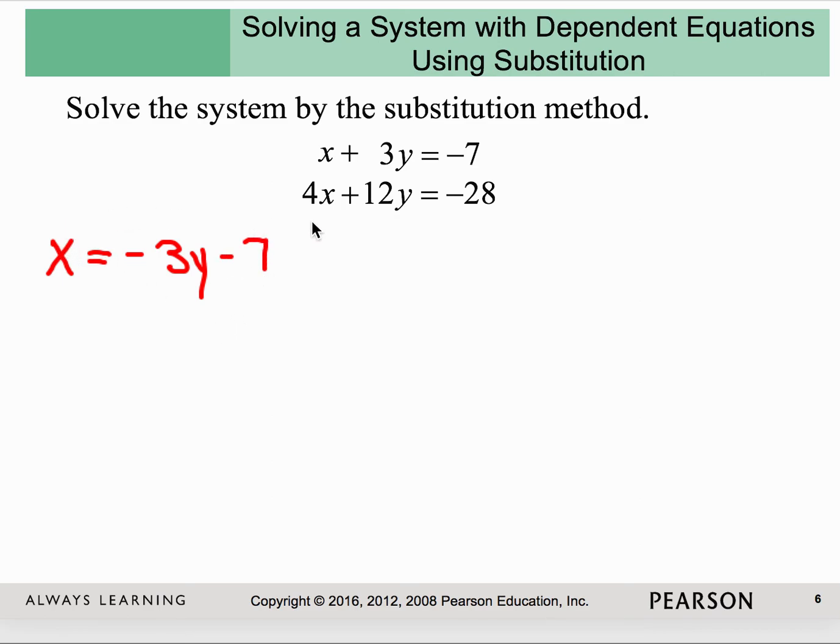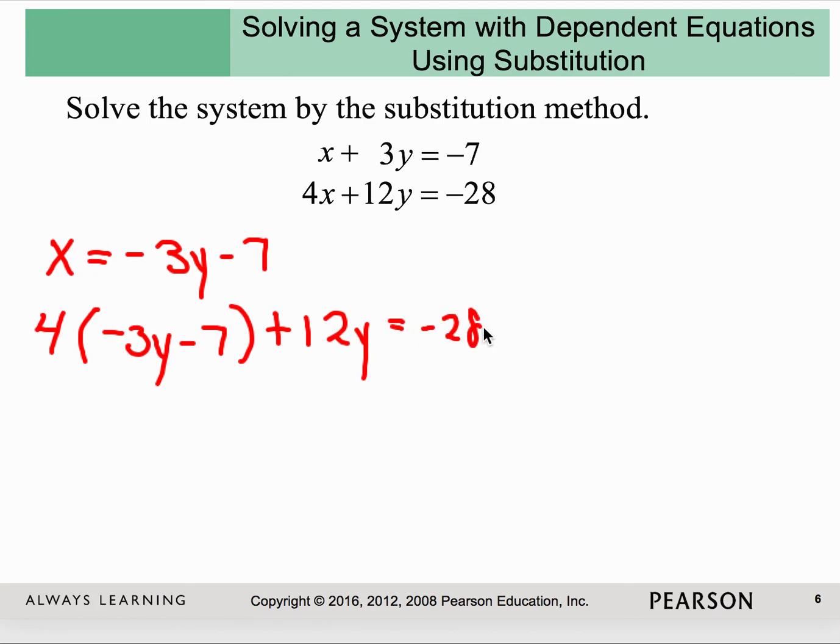Now I'm going to substitute this -3y minus 7 in place of that x. So we have 4, but instead of times x, x is -3y minus 7. And then finish out the equation, plus 12y equals -28. Okay, now I have one variable, so get rid of these parentheses: -12y minus 28 plus 12y equals -28.